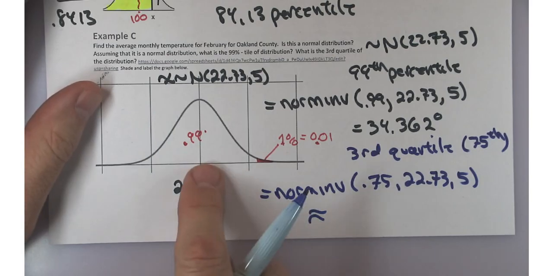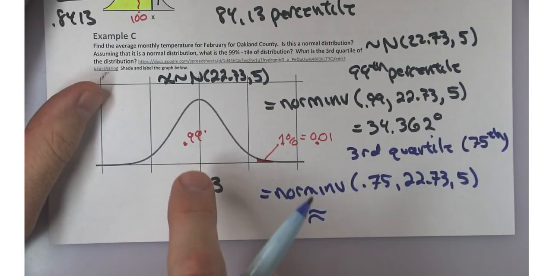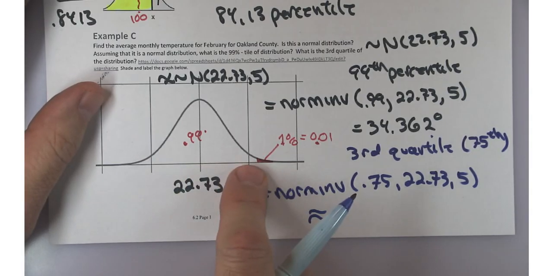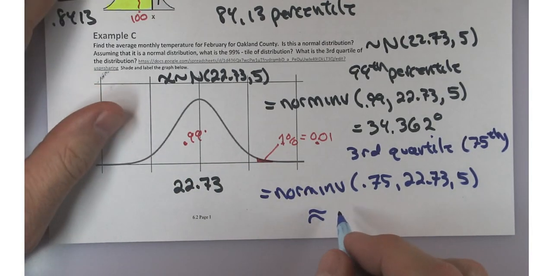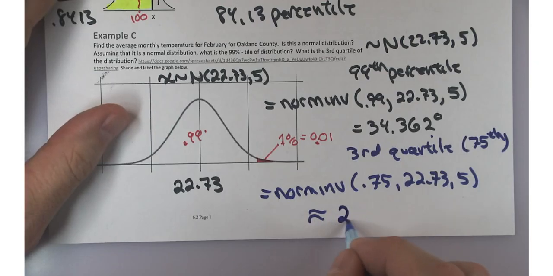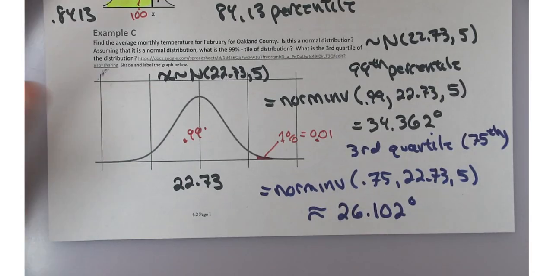Bigger. It has to be. This is your median, your 50th percentile. The 75th percentile has to be bigger than that. So 26.102. Is that what you guys are getting? All right. Looking good there.